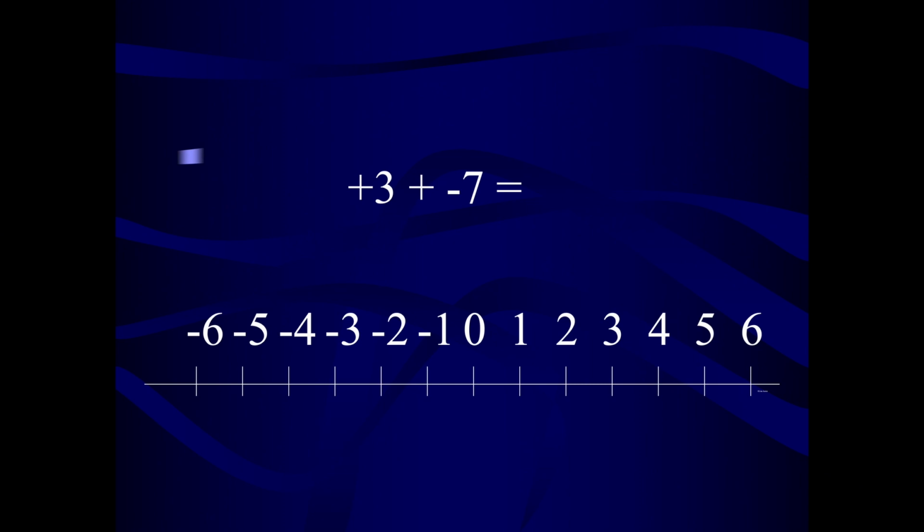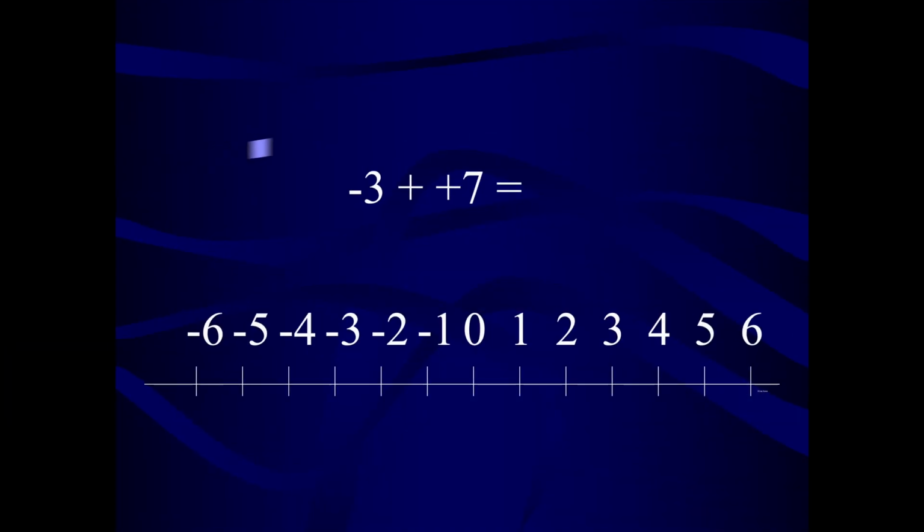Plus 3 plus negative 7 equals. Here from the 0, we have to go plus 3, taking us to positive 3. And now we have to go negative 7. We have to go to the left 7, and we end up at a negative 4.